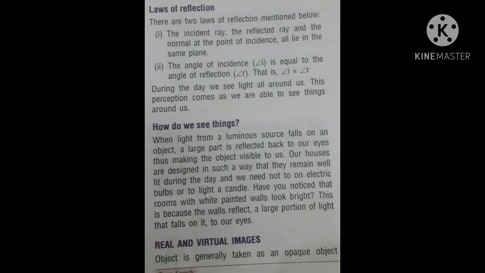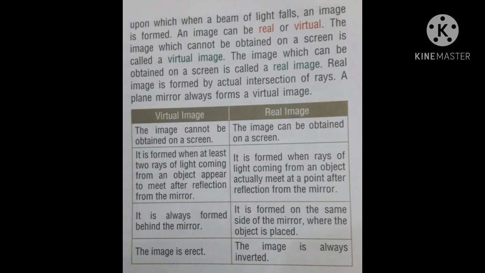Now the topic is real and virtual images. An object is generally taken as an opaque object upon which, when a beam of light falls, an image is formed. An image can be of two types, real or virtual. The image which cannot be obtained on a screen is called a virtual image. When you are seeing yourself in a mirror, you can't get your image on the screen. You are able to see it only in the mirror. So such an image is a virtual image.